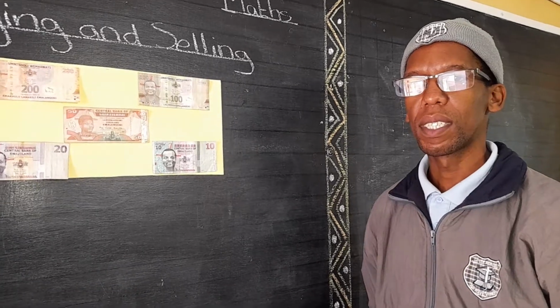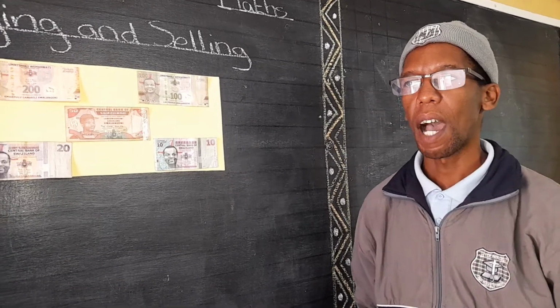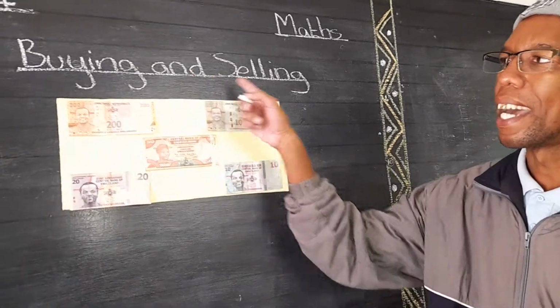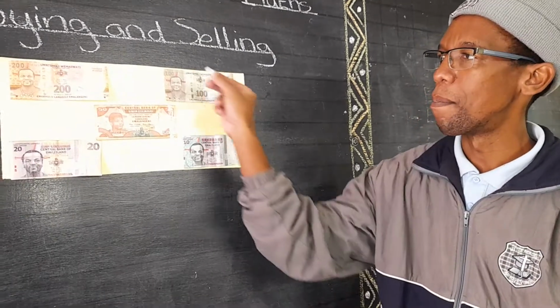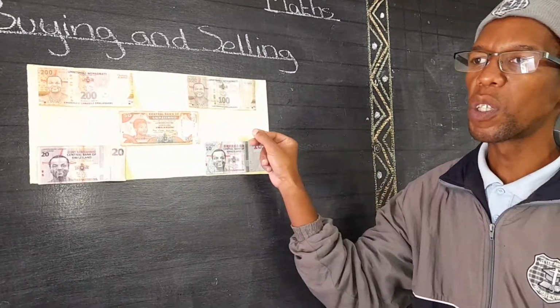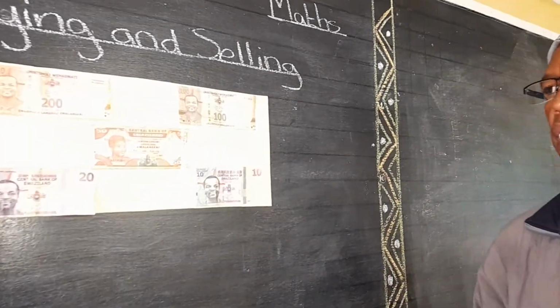Good day, grade fours. Today we will be doing maths. Our topic is buying and selling. When we buy, we all know that we use what? Money. These are notes we are having in the kingdom of Eswatini.